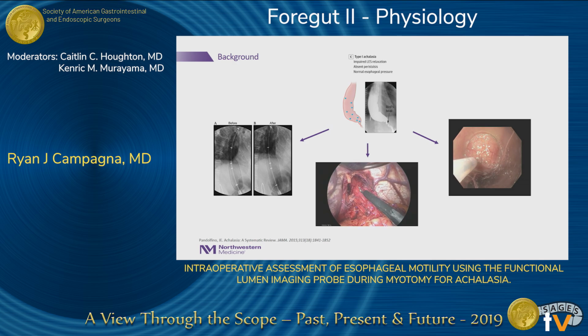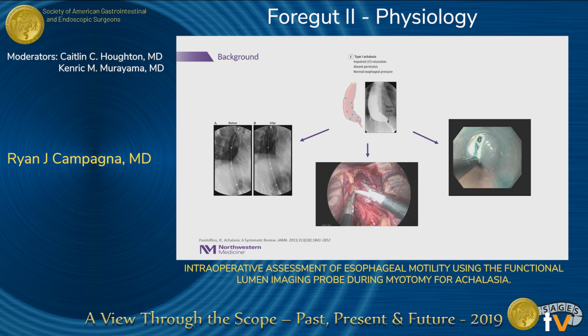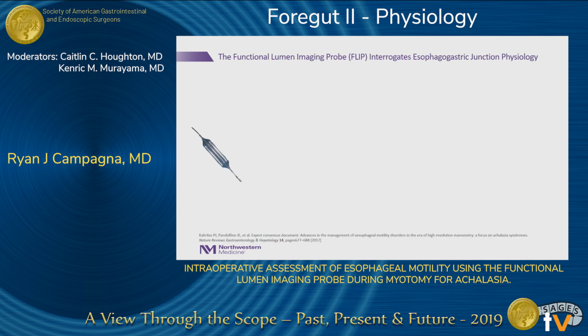So achalasia is a rare esophageal motility disorder characterized by inappropriate or failure of lower esophageal sphincter relaxation and absent or greatly altered peristalsis. Current treatment modalities include pneumatic dilation or surgical palliation of the lower esophageal sphincter, either by laparoscopic Heller myotomy or by peroral esophageal myotomy, or POEM.